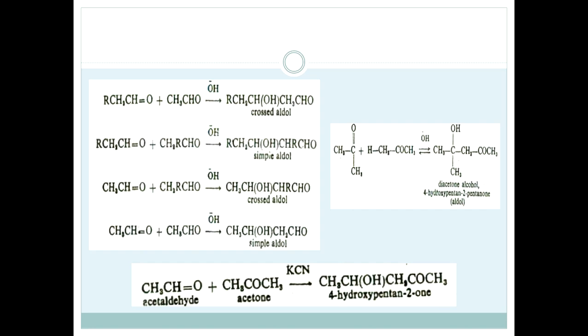So when you come to the ketones, ketones containing alpha hydrogen also undergo aldol condensation to a smaller extent than do aldehydes. So why is it to a smaller extent than aldehydes? It is presumably a consequence of steric hindrance to the carbonyl addition.